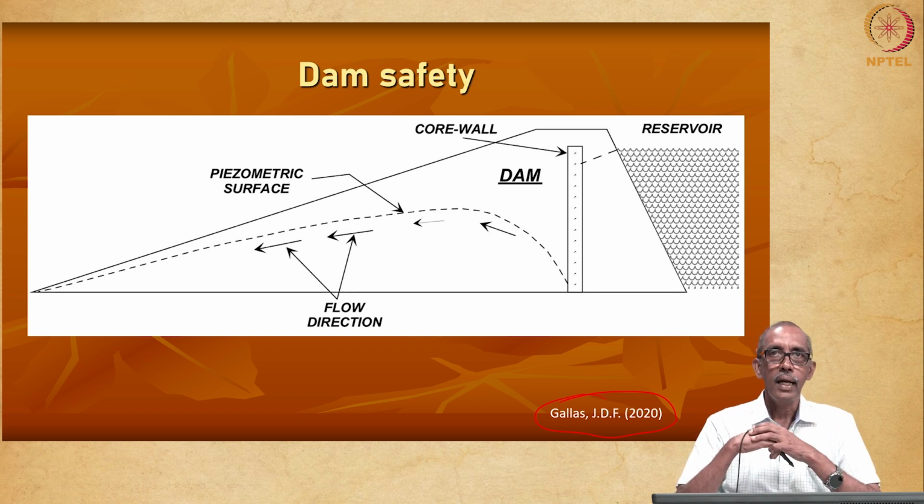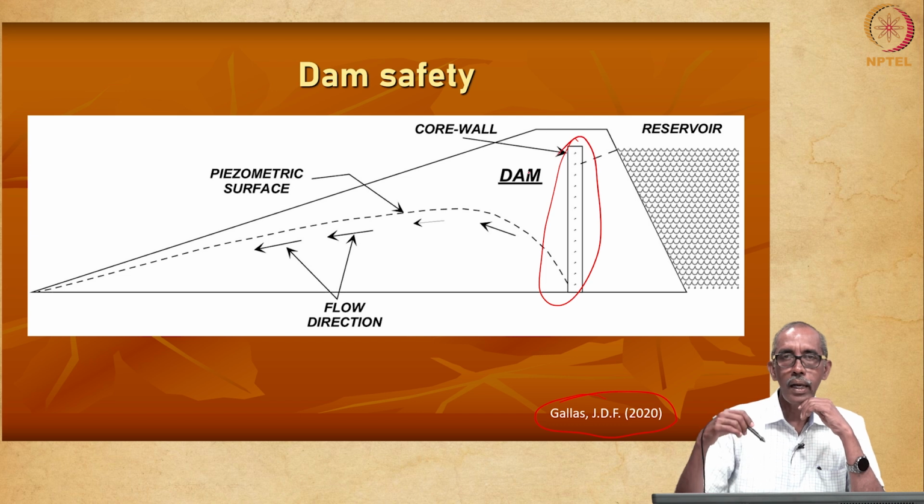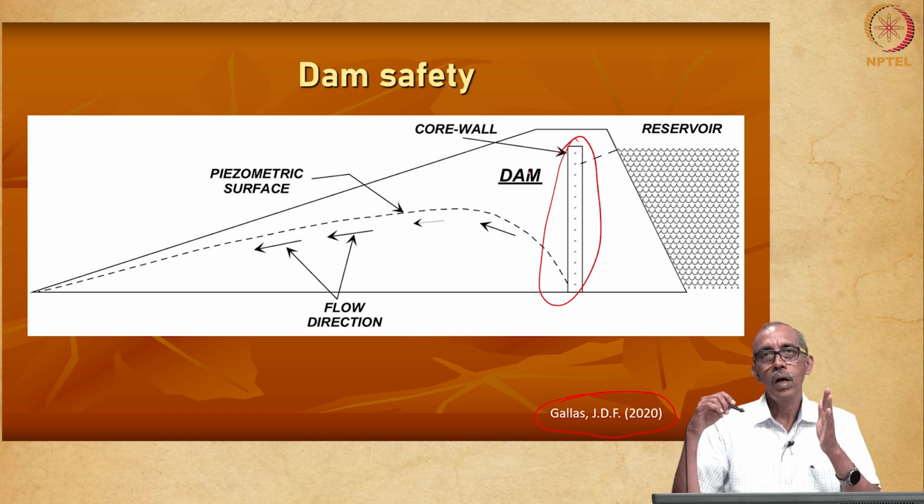Here they had tried to make use of cell potential measurements to understand whether there is any leakage in a dam, right. The dams are of two different types. In one earthen embankment dam, we may have a core wall. Certain earthen embankments we may not require a core wall.